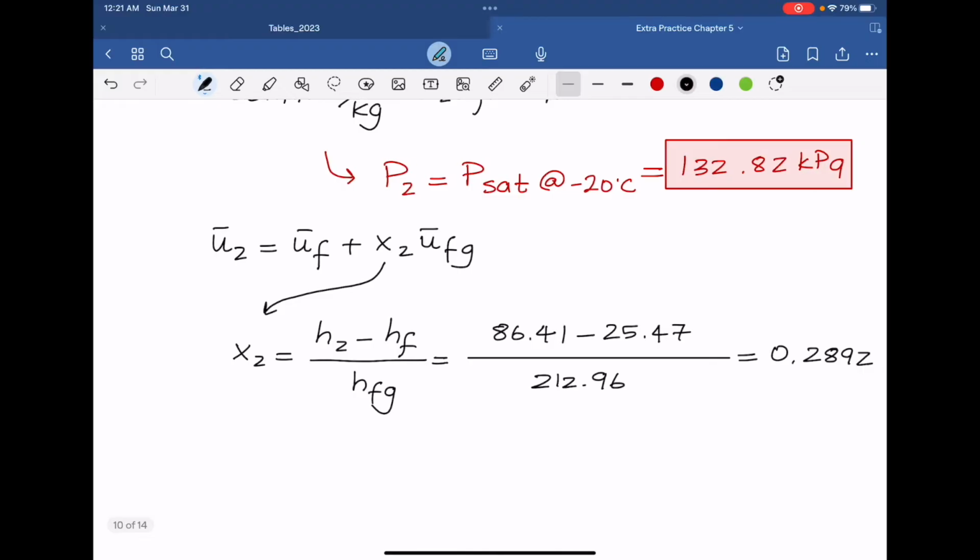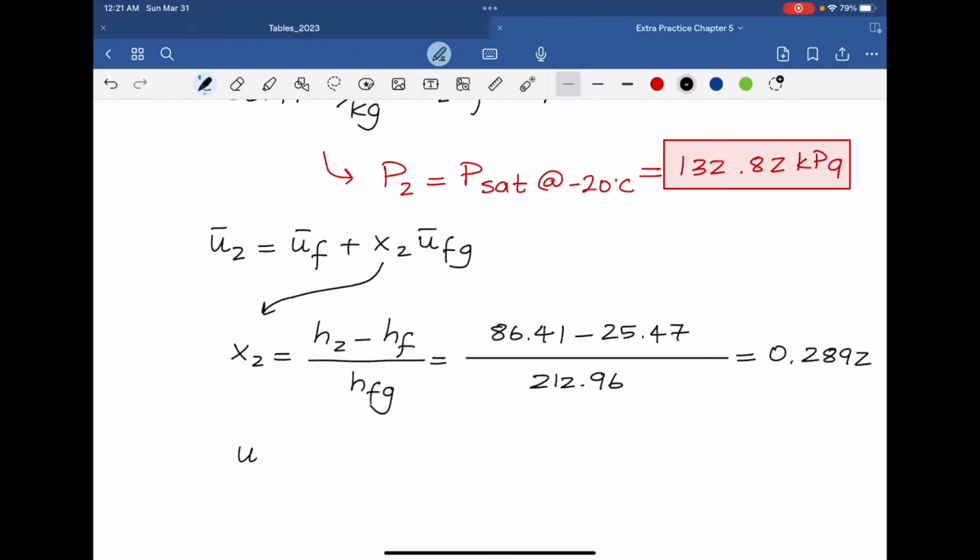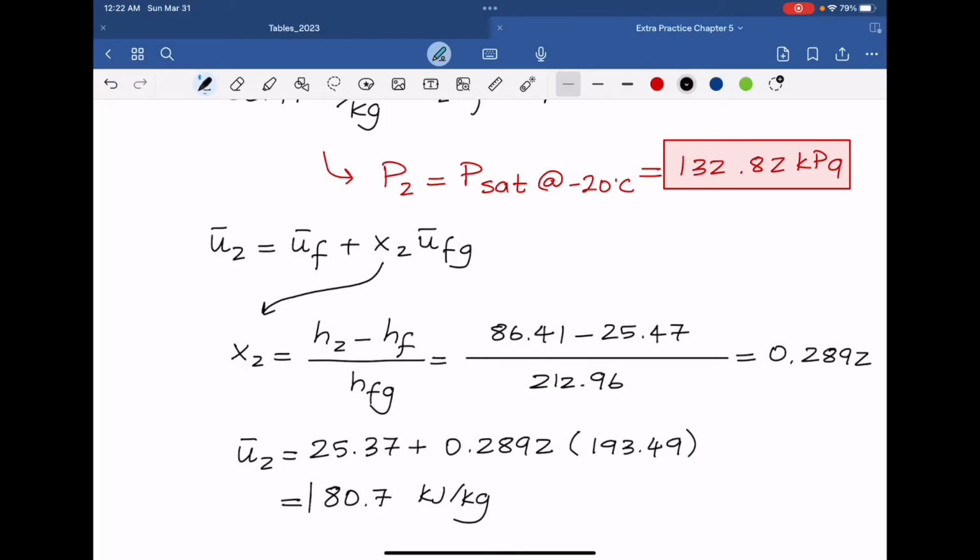Now we know that, let's calculate the internal energy. Why this never works with me? Okay. So you should find 80.7 kilojoule per kilogram. All right, that's it.